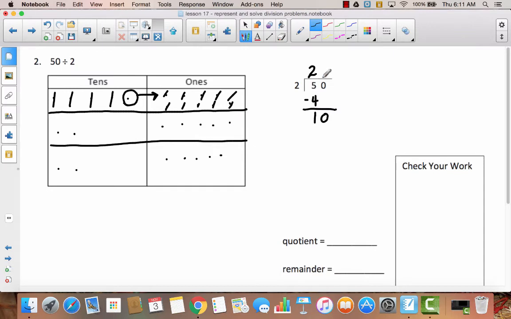Well, I had 5 in each group, so a 5 goes in the ones place. I used 5 2 times, so now I'm going to subtract 5 times 2, which is 10, which gives me 0. I had none left over. So what is 50 divided by 2? Well, it's 25. That's my quotient. My remainder was 0.